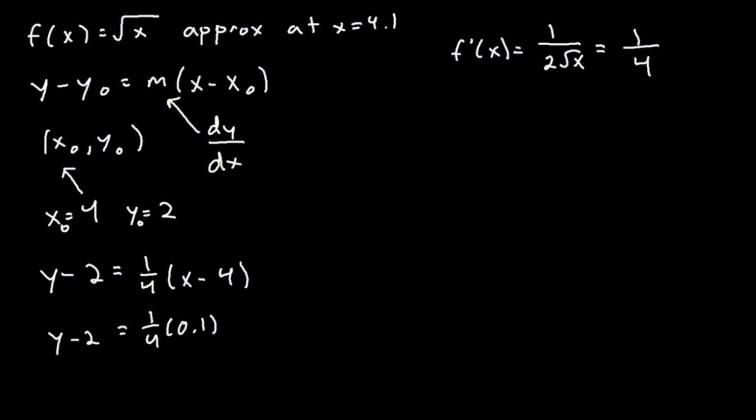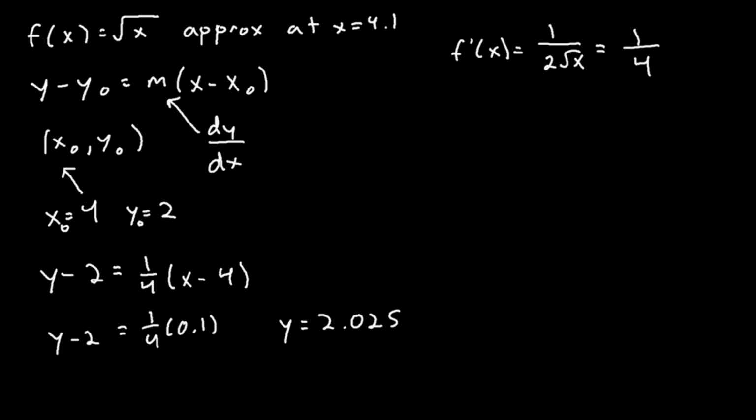Let me get my calculator. So you get this times this, and then you get your y value, which is what you're trying to approximate, of course, equal to 2.025. So on the curve, your y value is, no, not on the curve, on your tangent line, the y value is 2.025.